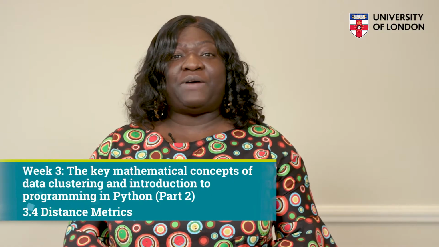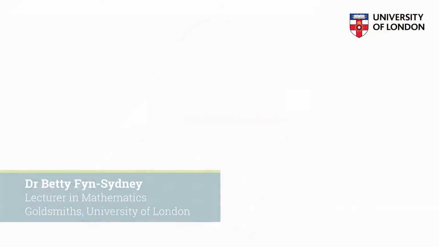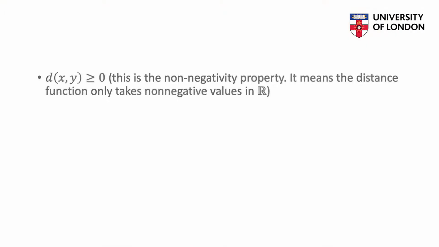We measure nearness by means of a distance metric. Let X be a set. A function d from the Cartesian product of X with itself to the set of real numbers R is called a distance function if and only if, for all x, y in X, the following properties are satisfied. The first one is we want the distance between x and y to be greater than or equal to 0.